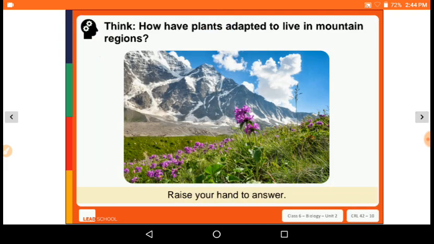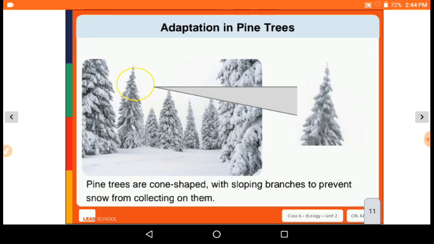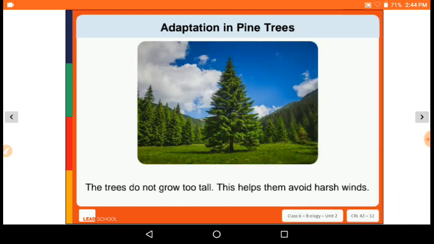Now next is how plants are adapted to live in a mountain region. You can say that the pine trees are cone shaped with sloping branches to prevent the snow from collecting on them. The trees do not grow too tall. This shape helps them avoid harsh winds.